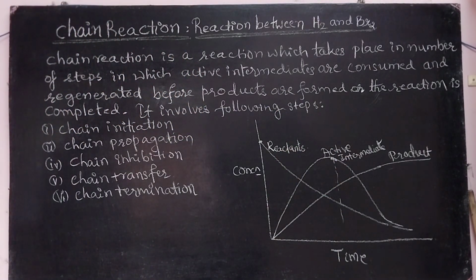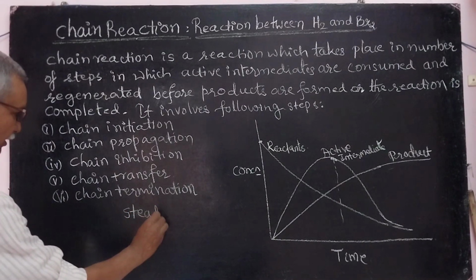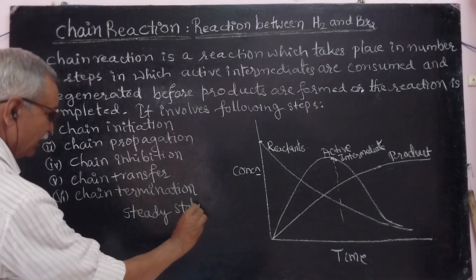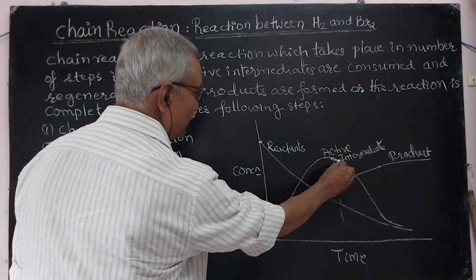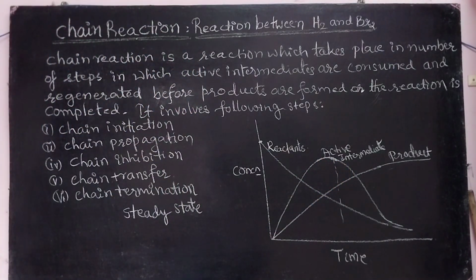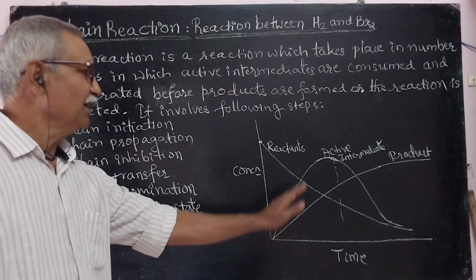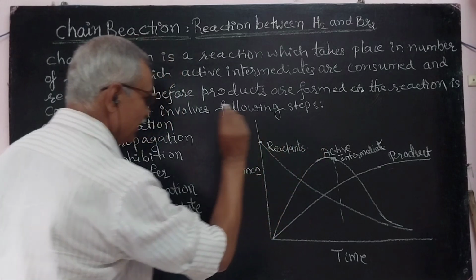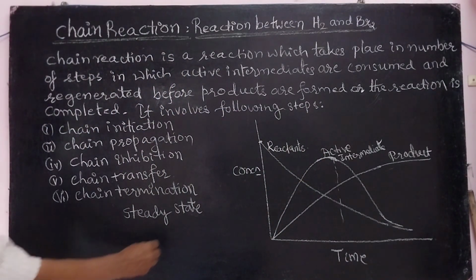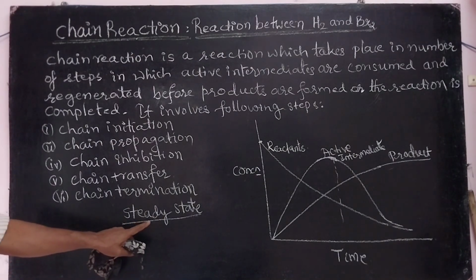In the chain reaction, another term is used, that is steady state. Steady state means a stage is reached at which the concentration of the active intermediate remains constant, which means the total amount of active intermediate formed is equal to the total amount of active intermediate consumed. Thus a stage in which the concentration of the active intermediate remains constant is called a steady state. To derive the rate expression, we are going to use this principle.